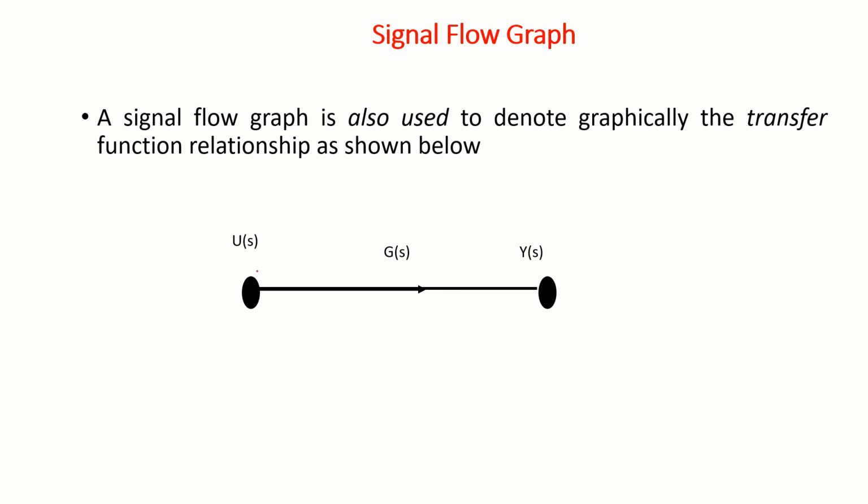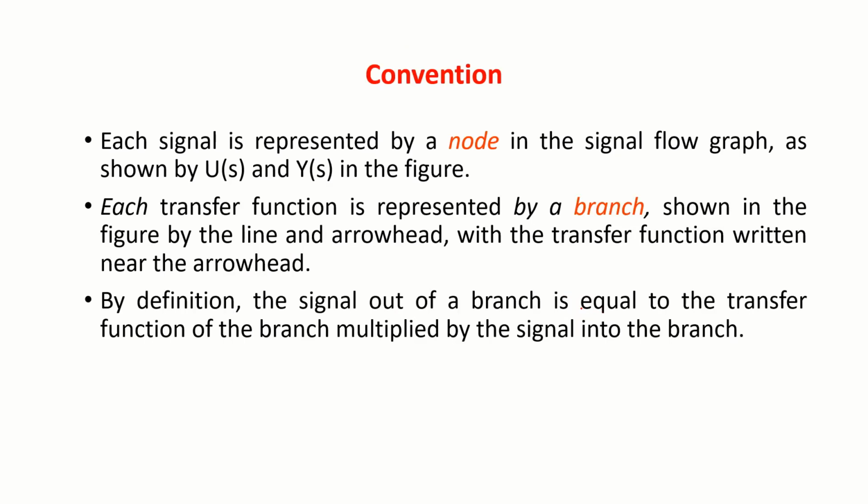So basically in a signal flow graph, we represent the signal by a node. U of S is a signal, an input signal, a node. Let us say Y of S is a signal, a node. So signals are represented by nodes like this. And transfer function is represented by a branch. So this is a branch. This is a node.